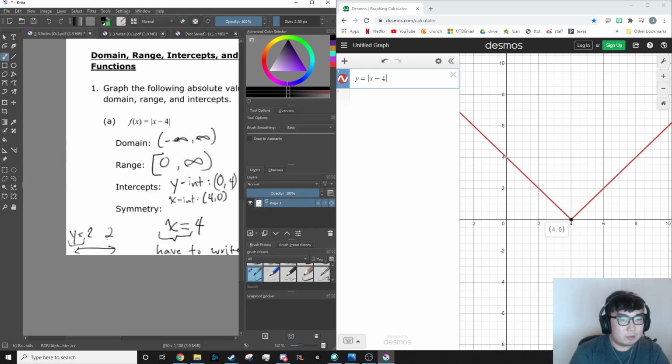If I just write 2, I have no idea what you're talking about. I don't know if this is $2 that you had in your pocket, or you have 2 ears, or 2 hands. I don't know. So it's important that you write x is equal to 4 when you're talking about a line that goes up and down.